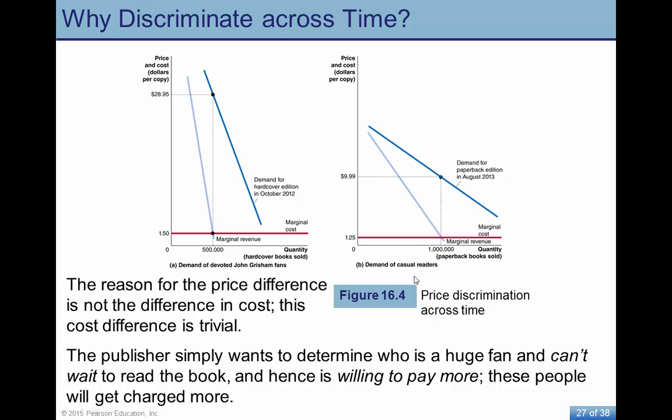Look at panel B, demand for casual readers. Casual readers' willingness to pay is less. Look at the demand curve. It is more elastic. So they charge them a lower price, $9.99, and sell 1 million paperback books. And look at my cursor. At this price, marginal revenue equals marginal cost. So that is profit-maximizing production.